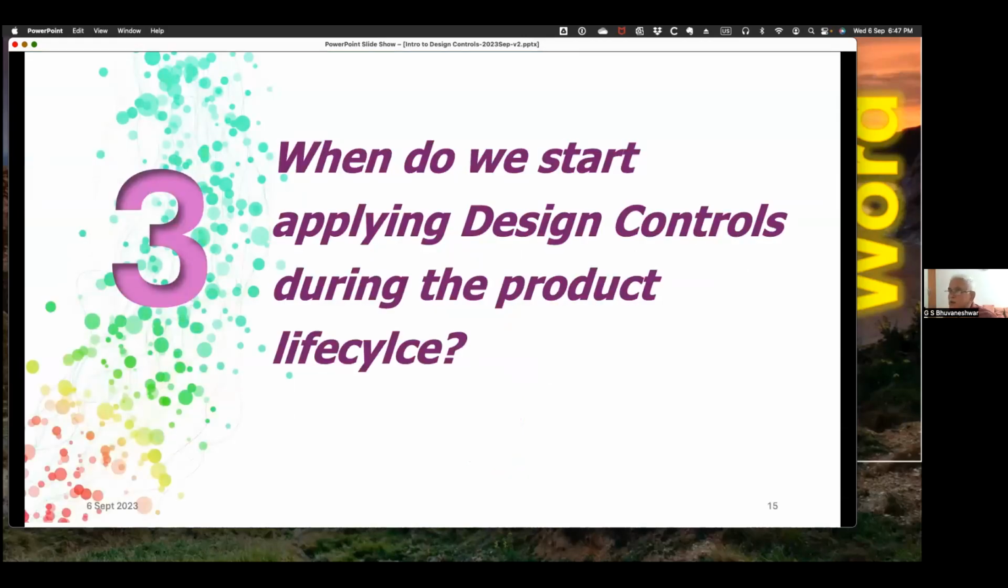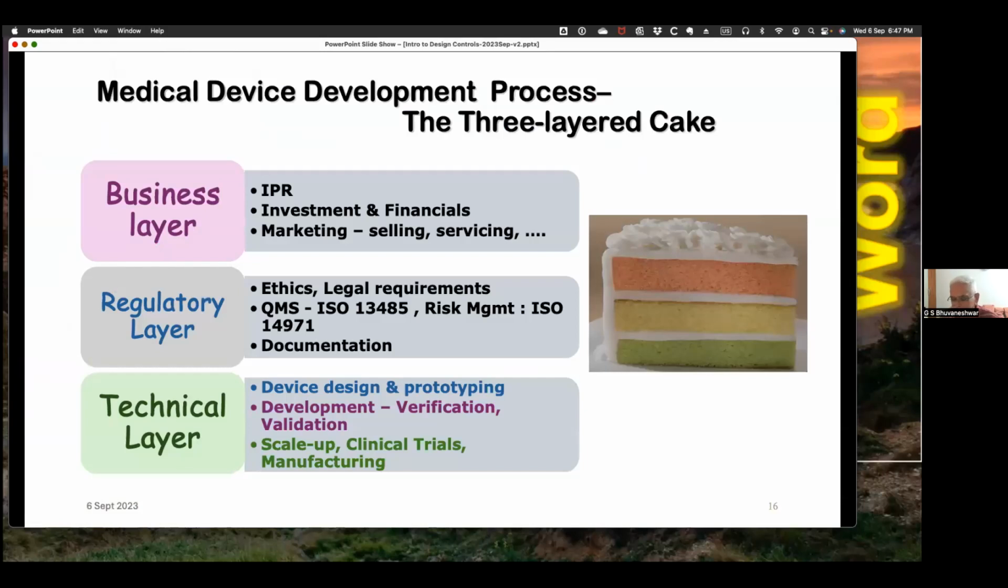So the third part of design controls is: when do we start? We have the life cycle of product development getting into market. So when do we start applying these design controls? Before that, we need to get an idea of what is involved in medical device development, the whole process of what is involved.